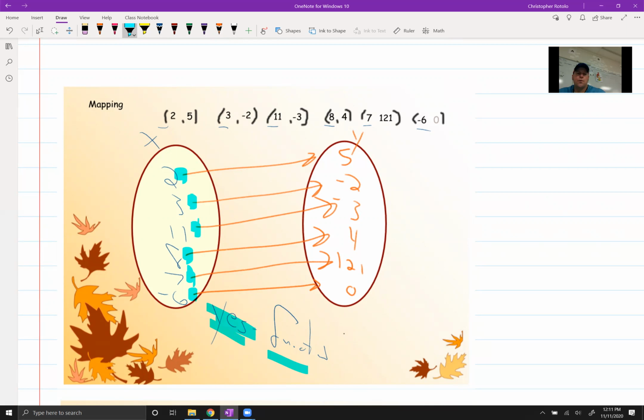All right, so we'll challenge you so far. Can you add on an ordered pair that would make this not a function? Okay, so what would make it broken?